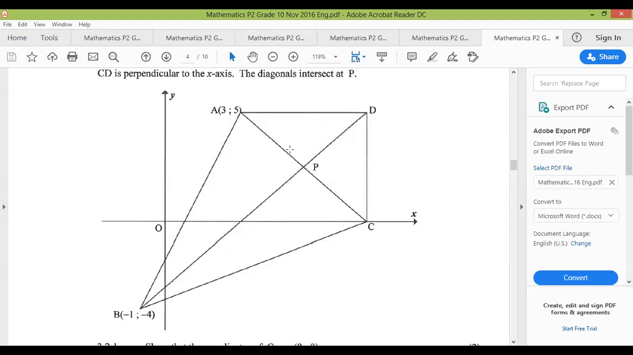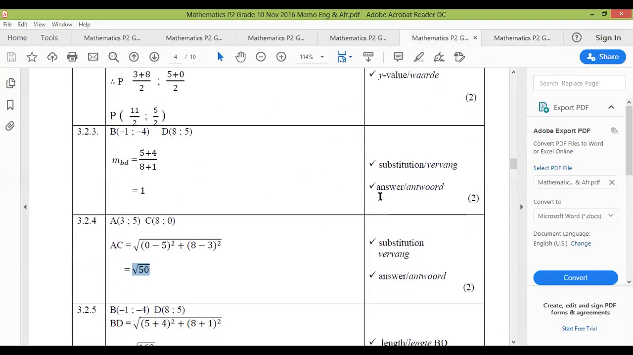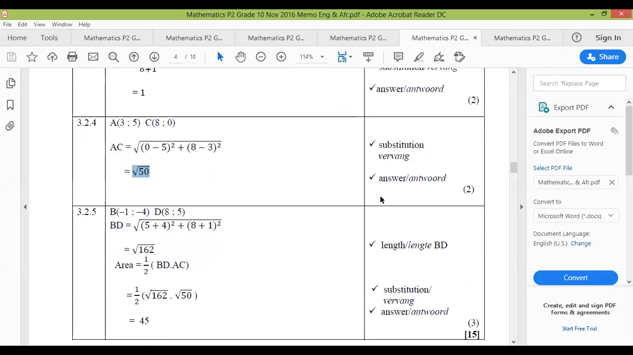Sometimes you already know the area of the triangle. It's half times base times height. So remember, in a kite, you've got two triangles. It's this triangle and that triangle. So you can calculate the area of this triangle and the area of this triangle, then add them, and you're going to get the area of the kite, right? So if you look here, they did what I was saying.